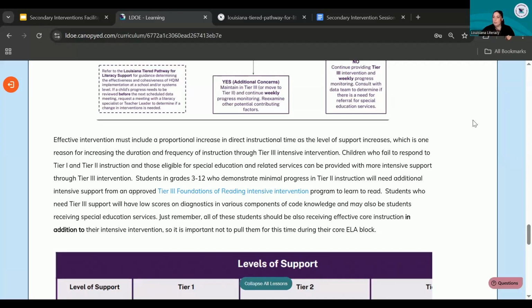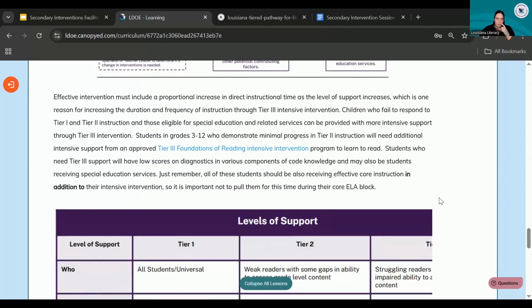That will be something you need to look at in your data. That's why you need so many data points over a period of time to determine what is the next instructional decision for each student.